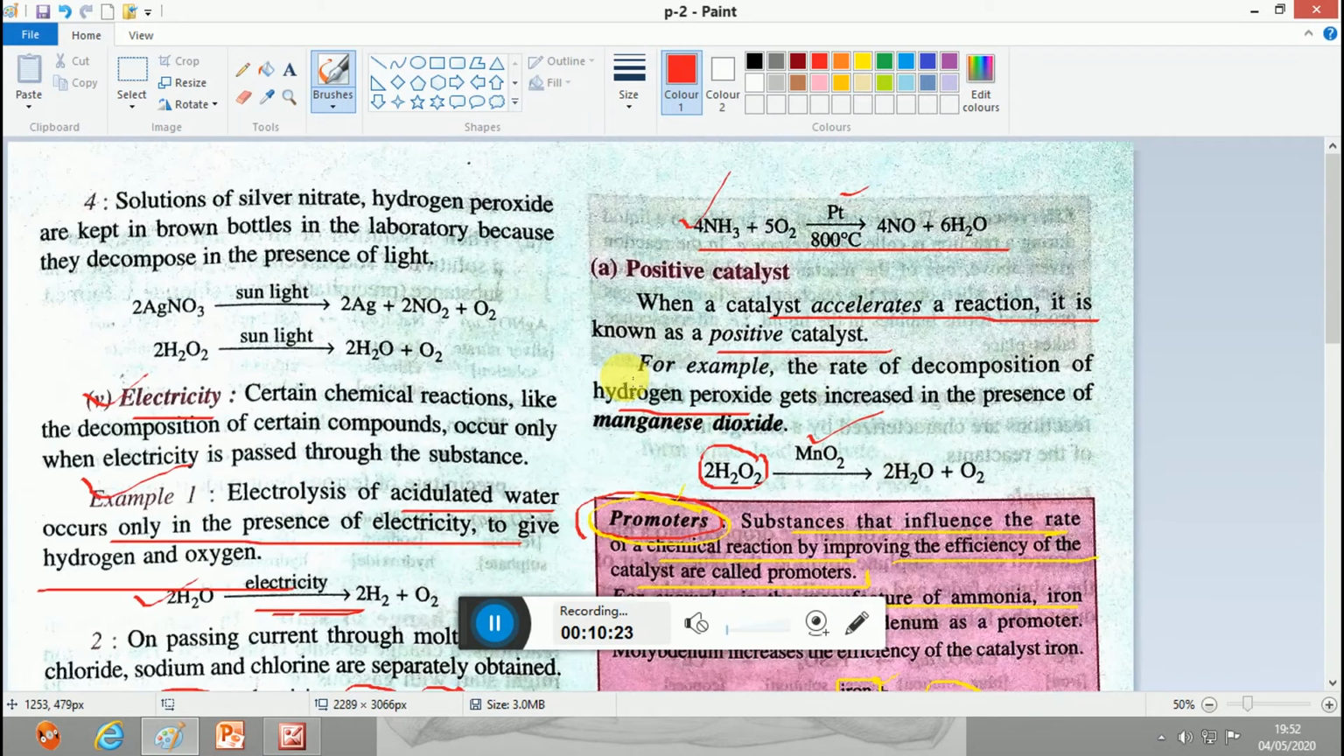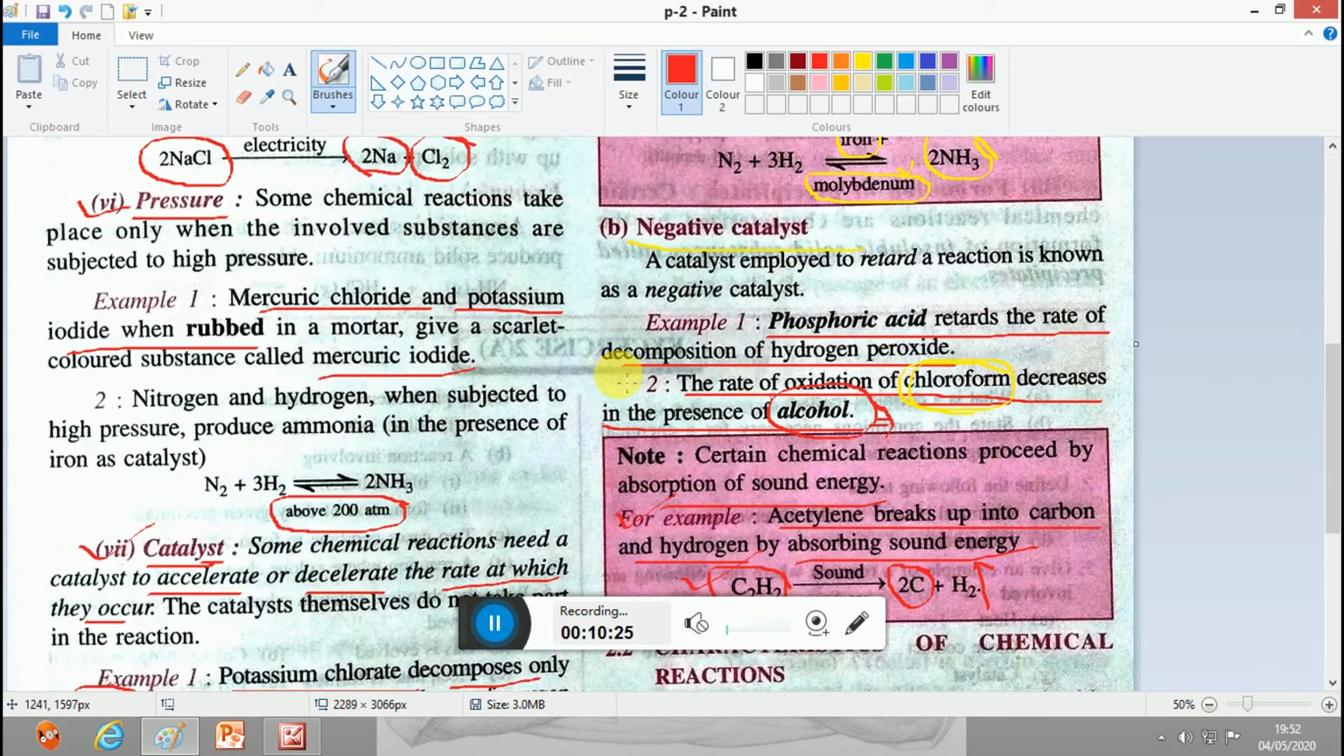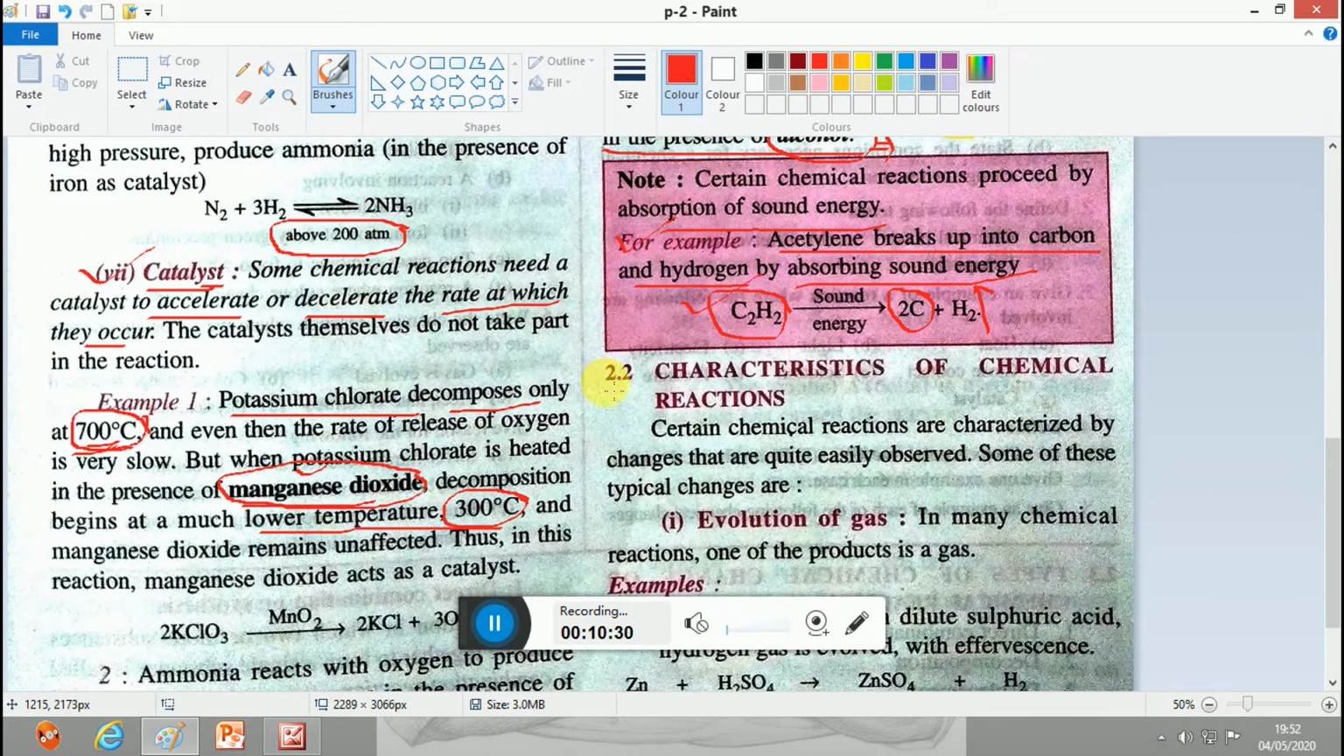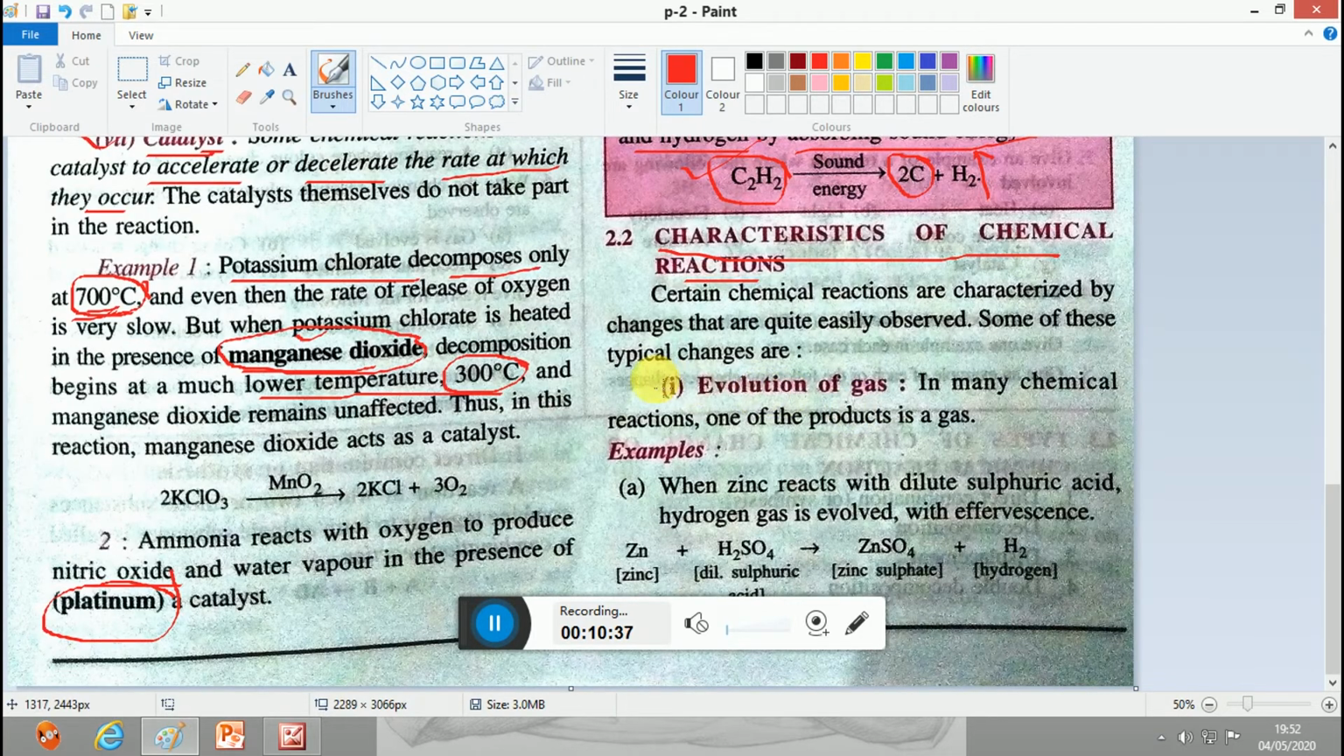So we have learned that these are the factors or conditions necessary for chemical reactions. Now we'll understand the characteristics of chemical reactions. First, evolution of gas. In many chemical reactions, sometimes the products are gases. For example, when granulated zinc reacts with dilute sulfuric acid, or you can use dilute hydrochloric acid also, hydrogen gas is evolved.